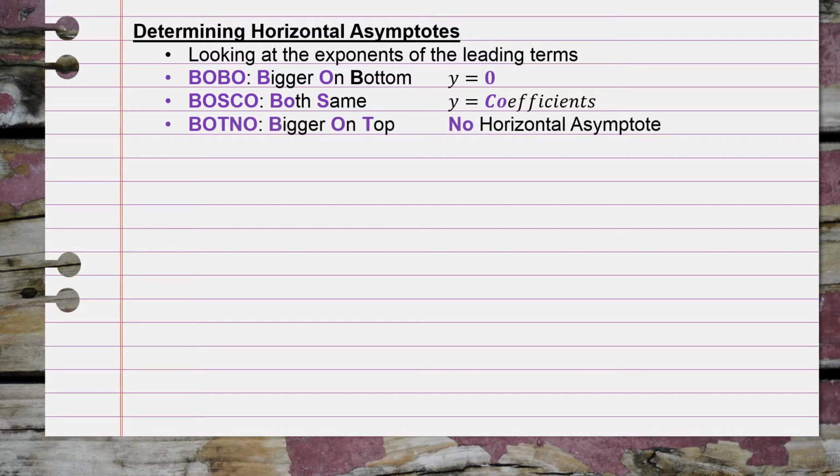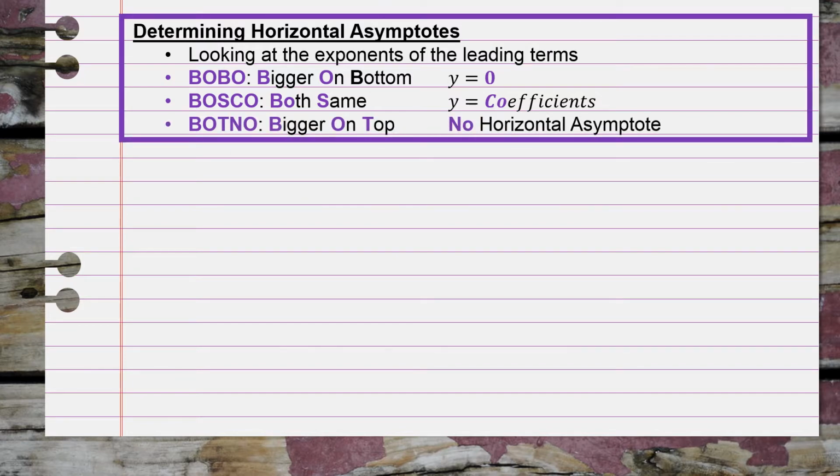The last one is Botno. That means when the degree is bigger on top, then you have no horizontal asymptotes. So these are helpful, but let's see why they are the way they are.